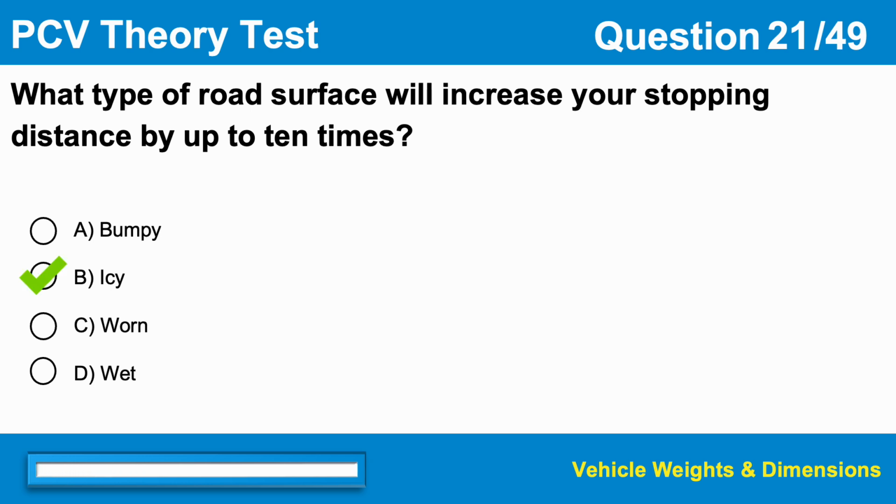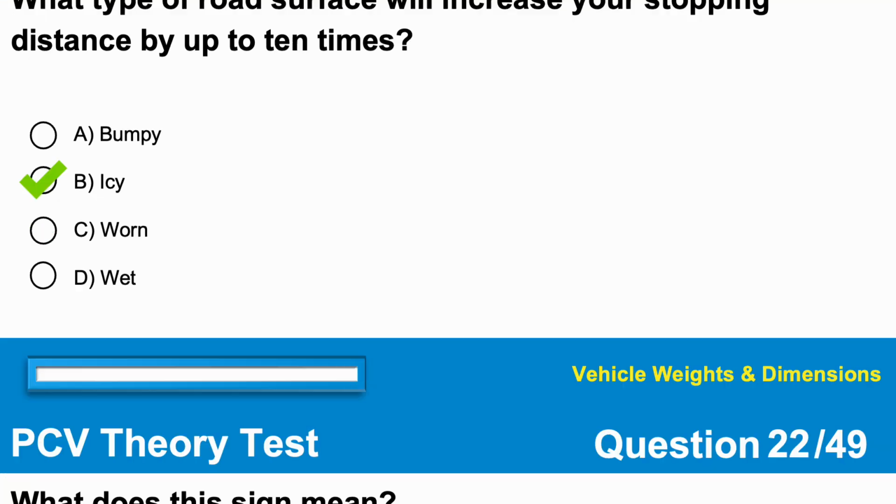The correct answer is B. To prevent your wheels from locking, you'll need to brake very gently on ice. Give yourself as much room and time as possible to stop. If your front wheels lock, you can't steer, and that will mean you can't avoid any obstacle in your path.